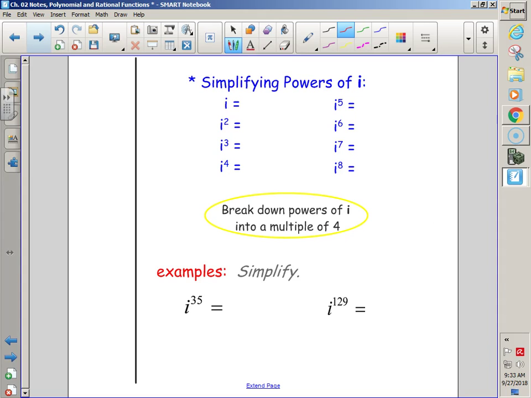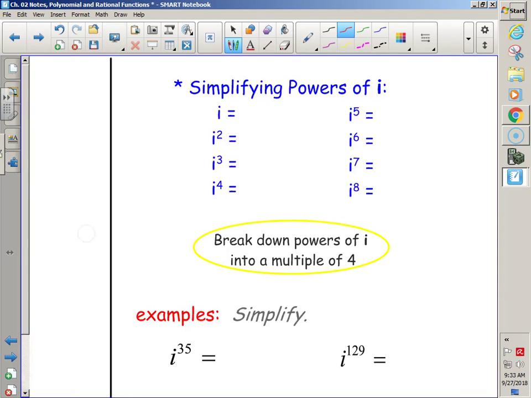Now, in just a second, we're going to have to figure out who is i to the 5th and who is i to the 129th. Let's start off a little bit nicer and smaller. Okay. Who's i? Square root of negative 1. Who's i squared? Square root of negative 1 squared, which is negative 1.